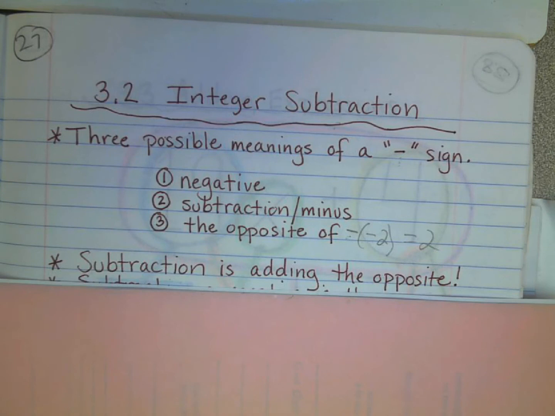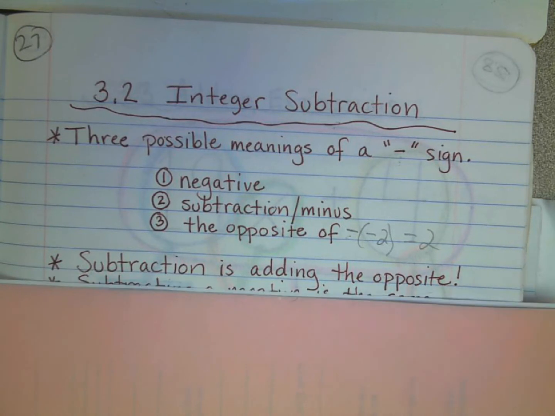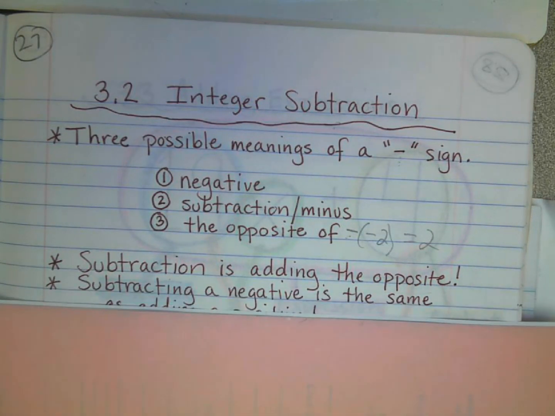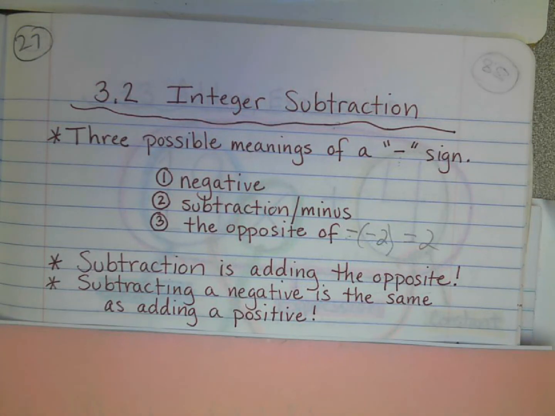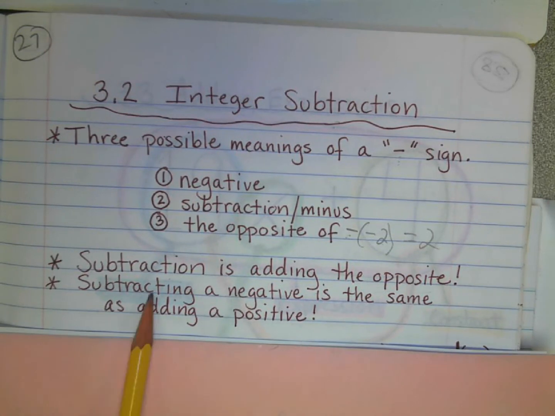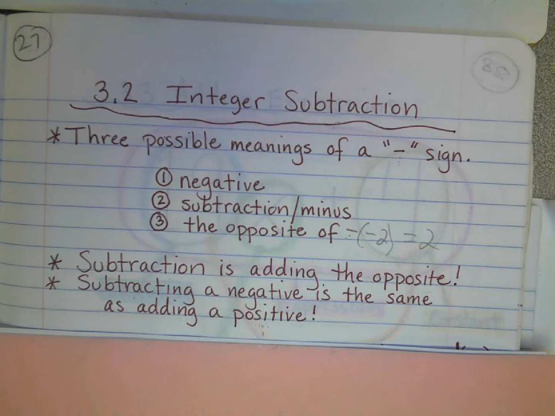Subtraction is adding the opposite. Another way of saying I'm going to subtract something is I'm going to add a negative number. Subtracting a negative is adding a positive. Remember, the opposite of a negative is a positive. So subtracting a negative, or the opposite of a negative, is going to be a positive.